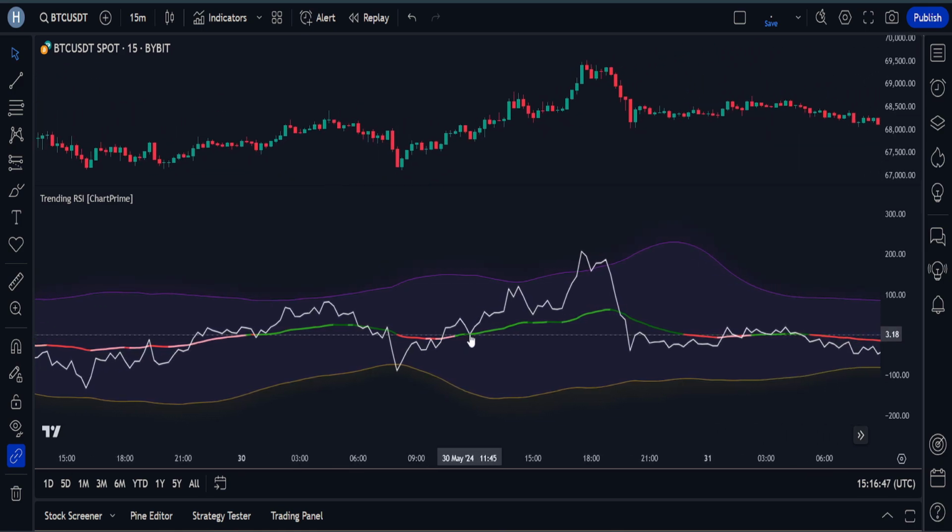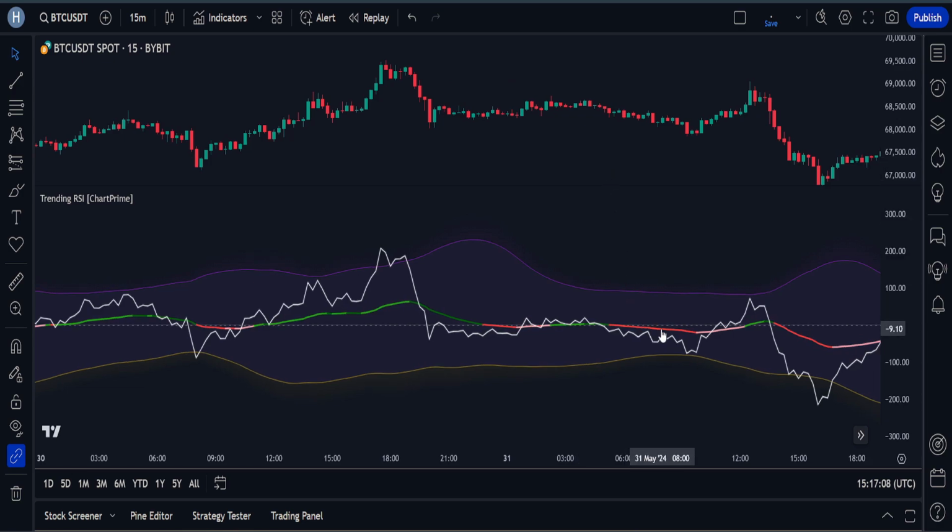You'll see a line that changes color between green and red. This is called the center line. It's different from the zero line, which represents the central axis point for this indicator's analysis. When the center line is above the zero line, it indicates a bullish trend. Conversely, when the center line is below the zero line, it indicates a bearish trend.